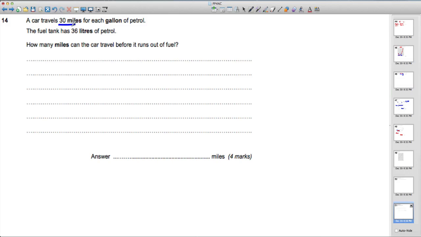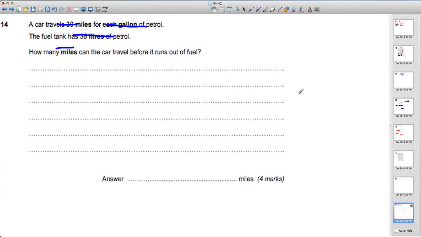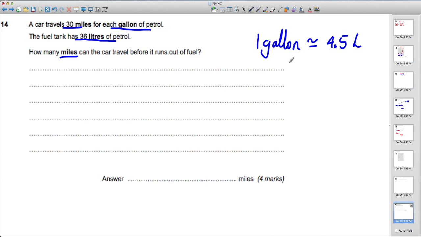Question 14. A car travels 30 miles for each gallon of petrol. The fuel tank has 36 litres of petrol. How many miles can the car travel before it runs out? Now, there's one conversion you need to know here, and that conversion is as follows. You need to know that 1 gallon is about 4.5 litres. Or sometimes I remember it as 2 gallons is about 9 litres.